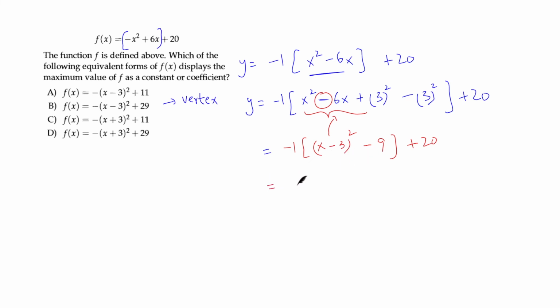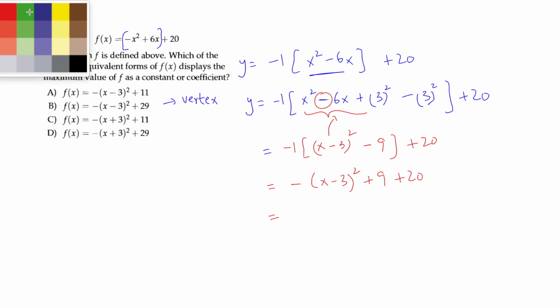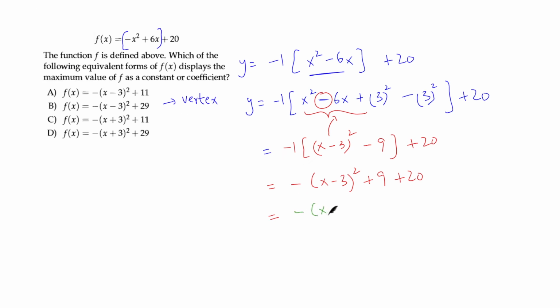Now you have to make sure that minus 1 is being multiplied with this bracket and minus 9 as well. Let's open it up. We have minus x minus 3 whole square. Minus 1 into minus 9 is positive 9. And 20 will come as it is. Our final answer is minus (x minus 3) whole square plus 29, where h comma k equals 3 comma 29 if ever asked. That is option choice B.